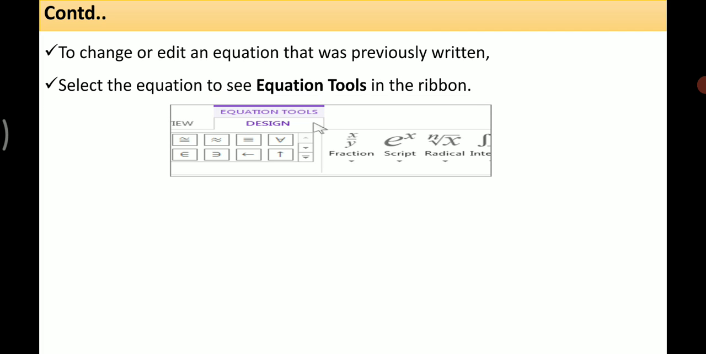If we want to change or edit an equation that has been previously written, we select the equation to see the Equation Tools in the ribbon. First we have to select the equation so that we'll see the equation tools, and then we can edit our equation however we want.